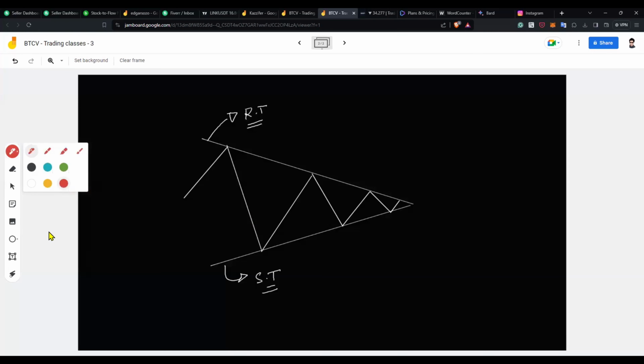Then what is the job of a seller? Sellers want the market to go down. Yes, of course, the sellers are trying to sell. You can clearly see here, they're trying to create a lower high, lower high again and again. That is one thing we can figure out. So the sellers are trying to push the market in the downward direction by creating a lower high. On the other hand, the buyers are trying to do the opposite. They're trying to move the market in the upward direction by creating a higher low.